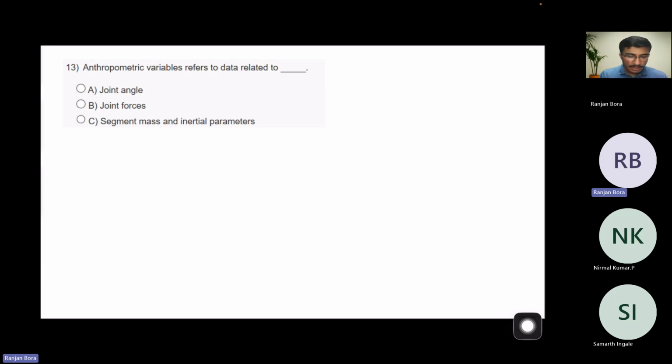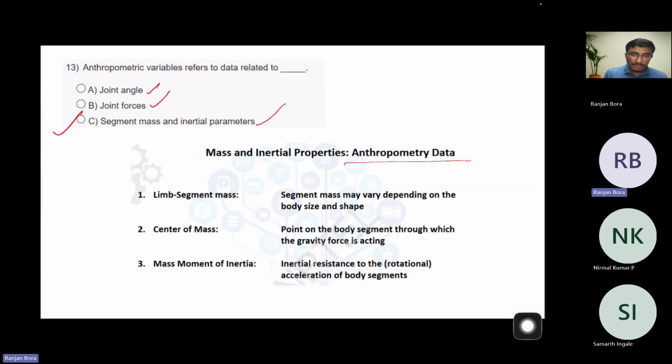Anthropometric variable refers to data related to... What are the anthropometric variables? Joint angle, as I have just said, means kinematics. Joint forces are kinetic parameters, and anthropometric variables means segment masses and inertial parameters. These are the parameters which come under anthropometric data: limb segment mass, center of mass, and mass moment of inertia.